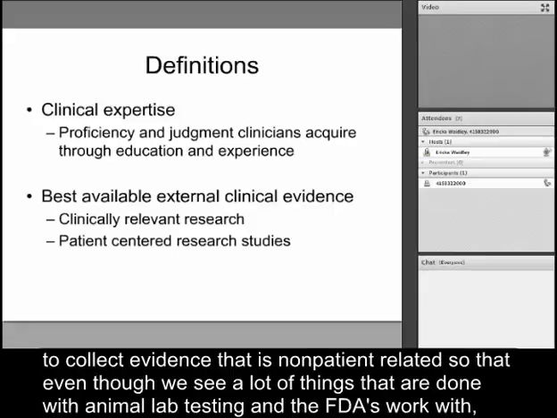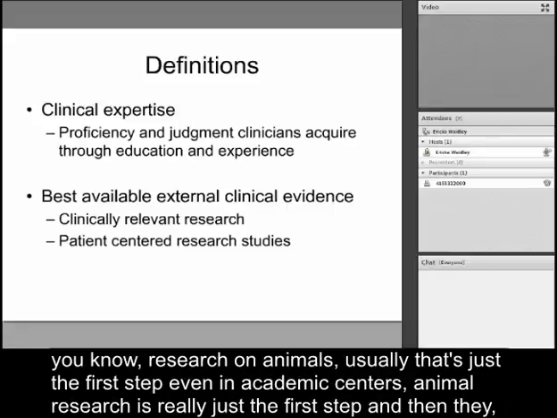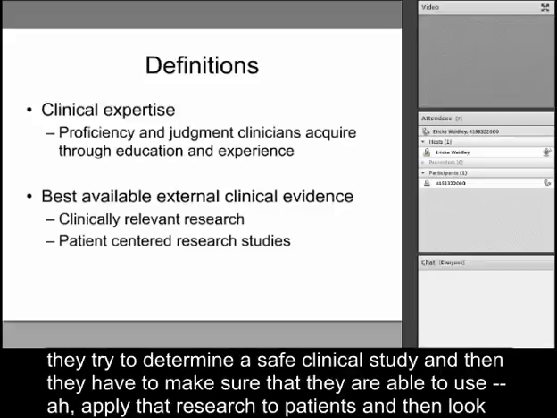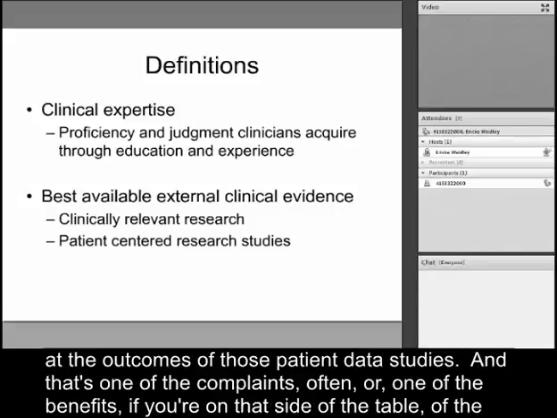It doesn't do us any good to collect evidence that is non-patient related. Even though we see a lot of things that are done with animal lab testing, and the FDA's work with research on animals, usually that's just the first step. Even in academic centers, animal research is really just the first step. And then they try to determine a safe clinical study, and then they have to make sure that they are able to apply that research to patients and then look at the outcomes of those patient data studies.